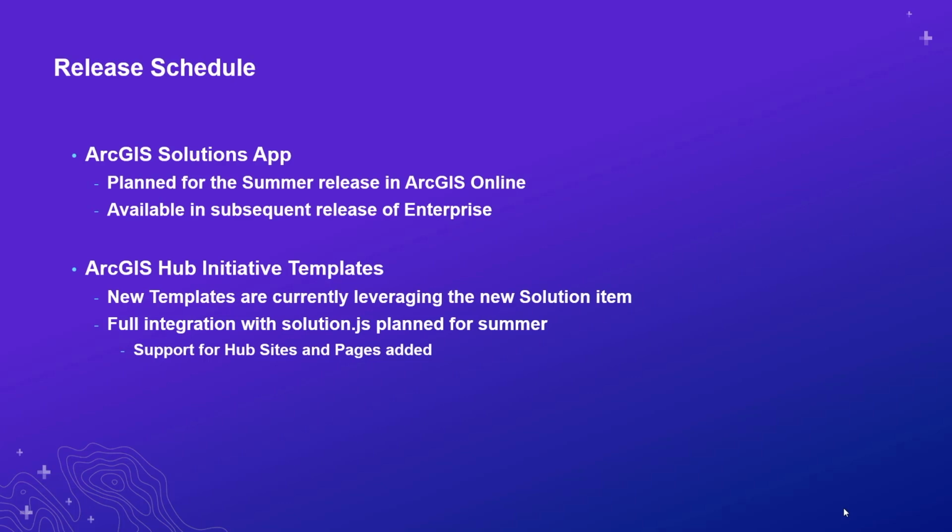So the same solutions that are available in the ArcGIS Solutions app can also be made available and accessed through the Hub initiative templates. And you'll also be able to author your own solution templates through those initiative templates. But what's really great about this is today you can access the solution.js library and start creating your own solution items and deploying those items.